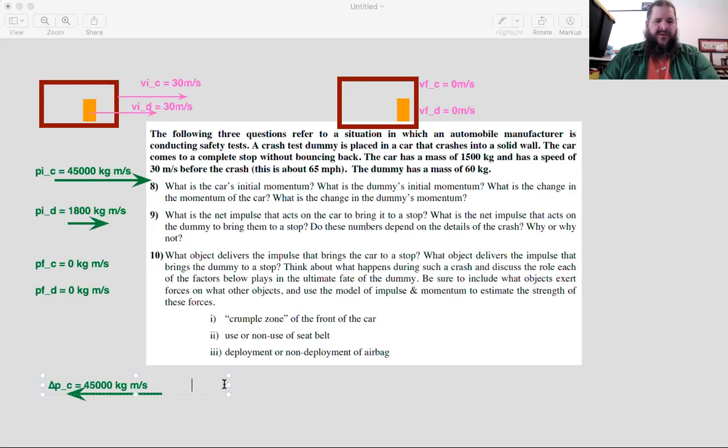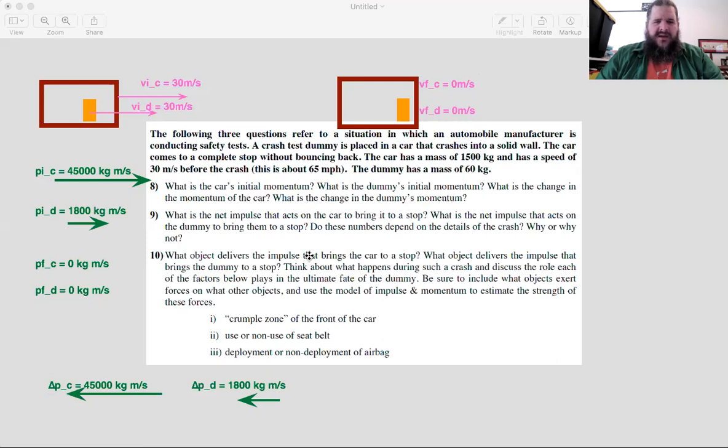And then the change in momentum for the driver or dummy would be what? Yeah, 1,800 kilogram meters per second to the left. So it's experiencing a change in momentum that's exactly opposite to the momentum it started with, because that's how much you need to change to get back to 0. So that's the change in momentum.